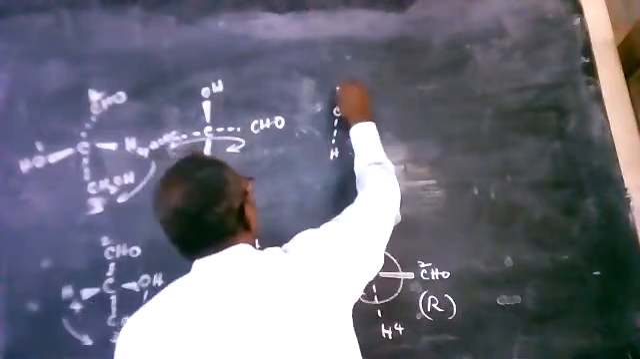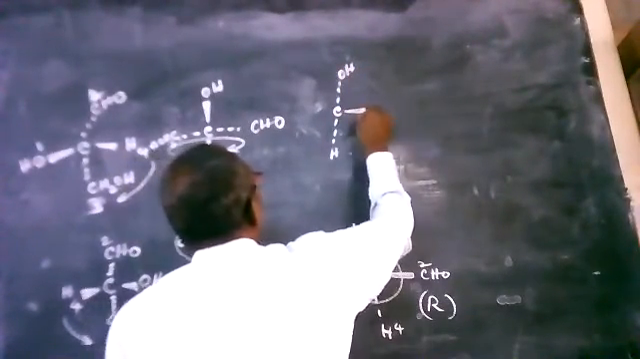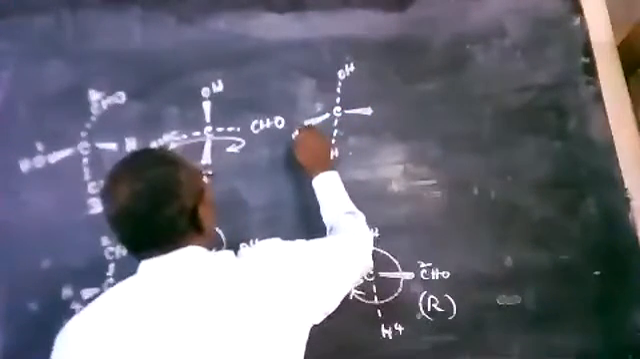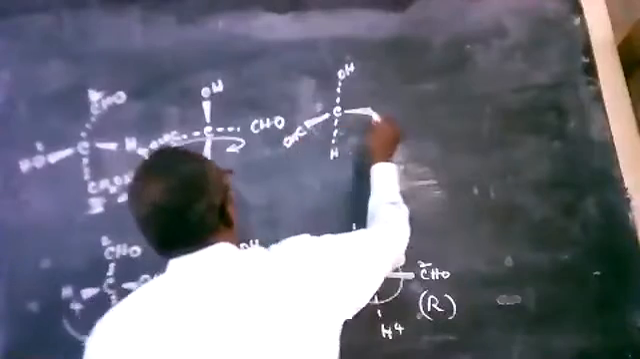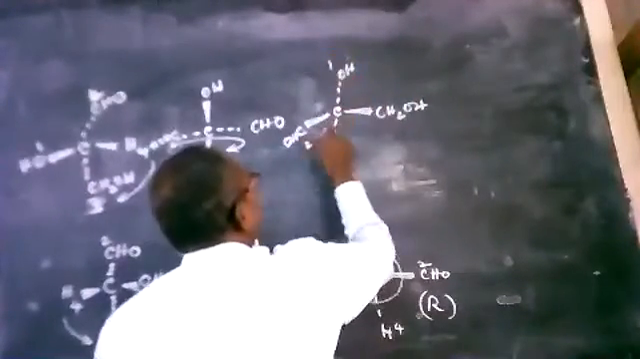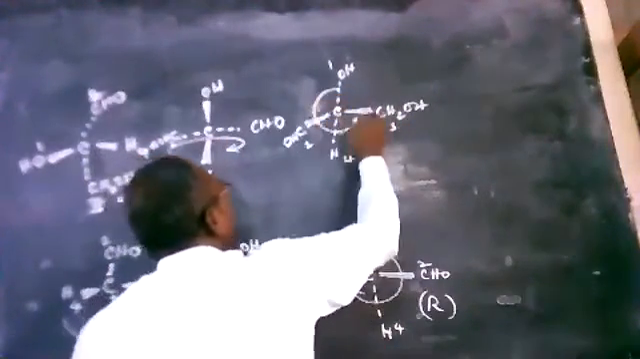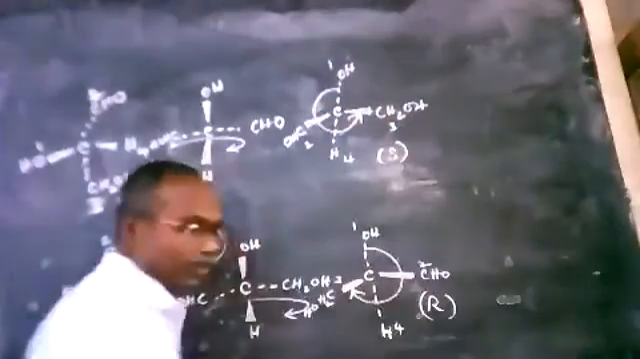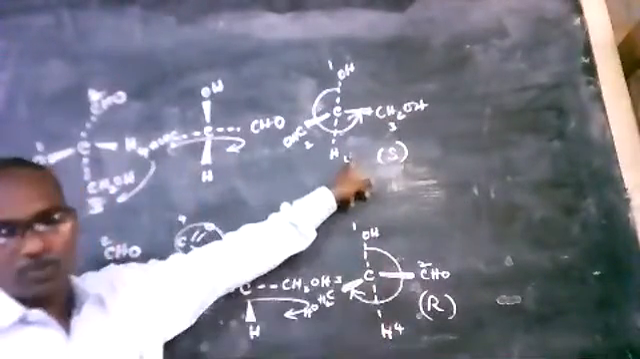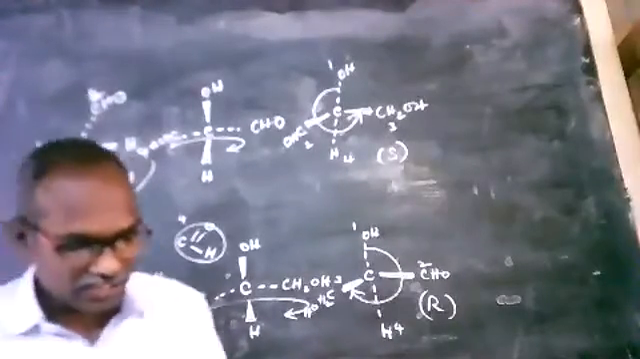Hydrogen goes away. OH is here. And then CHO here, CH2OH here. Now this is 1, this is 2, this is 3, this is 4. So 1, 2, 3. So this is S configuration. Look here. This compound is of R configuration. This compound is of S configuration. So this is how the RS notation is marked.